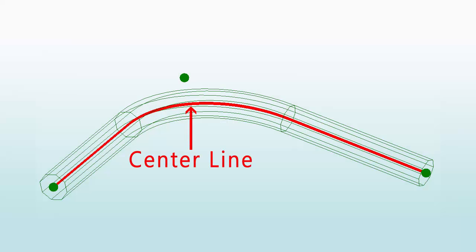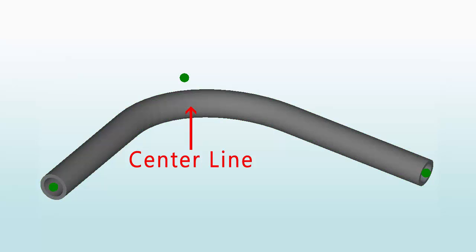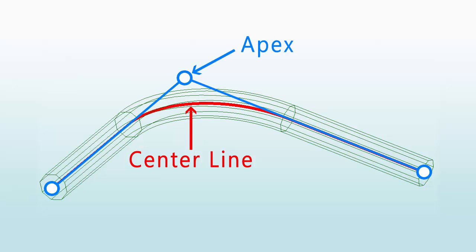Centerline means exactly what it sounds like. Every line that you create in the assembly designer represents the very center of the material you're working with. Think about it like the way a wick runs through the center of a candle. The apex of the bend is really the intersection of two center lines, as if there wasn't a radius.